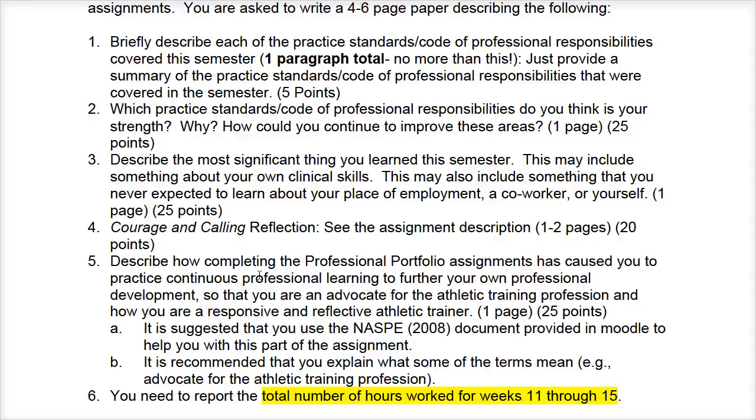So that's about a page. Some self-reflection here on what you do well in these particular areas that we've covered this semester.